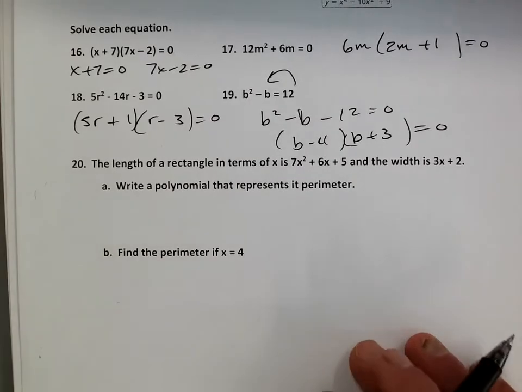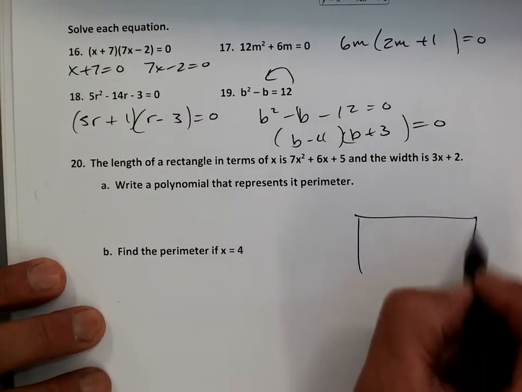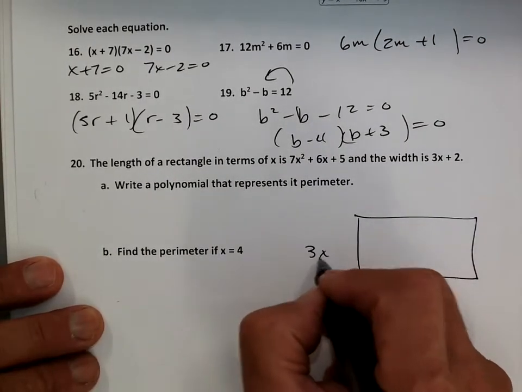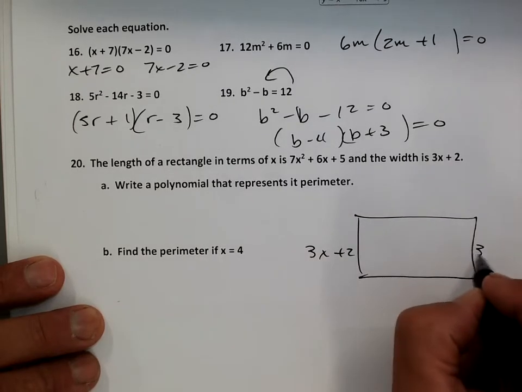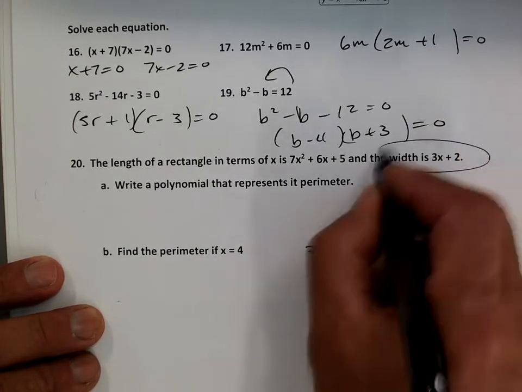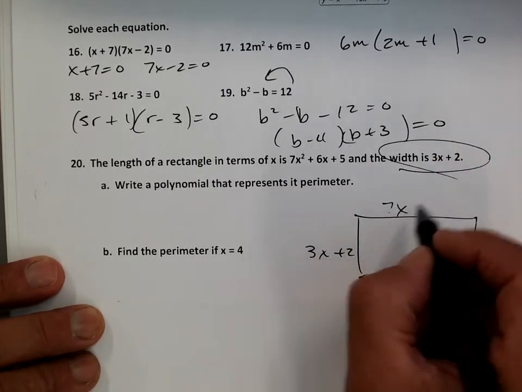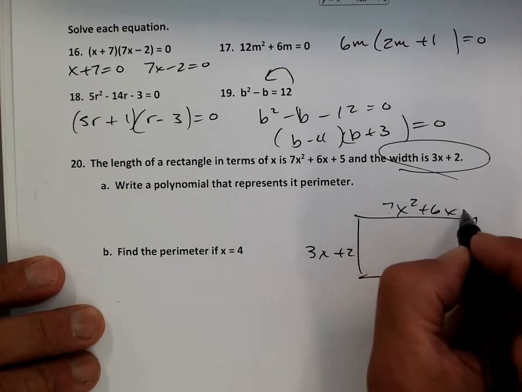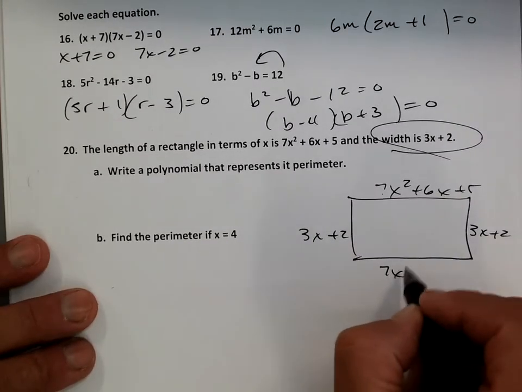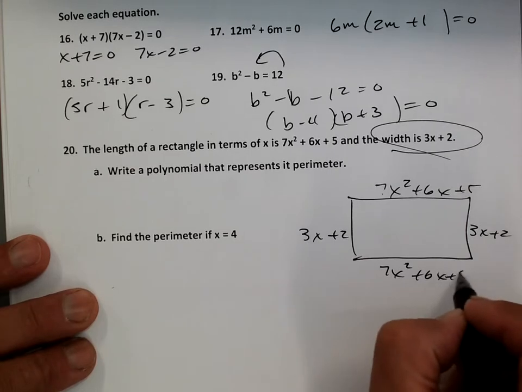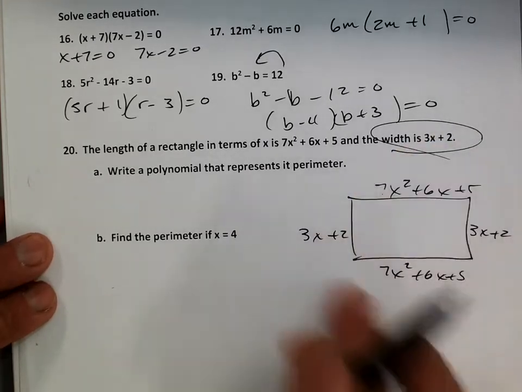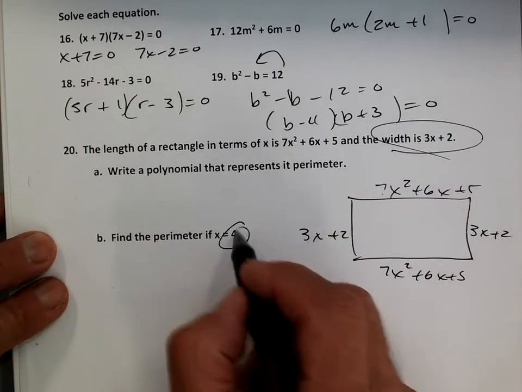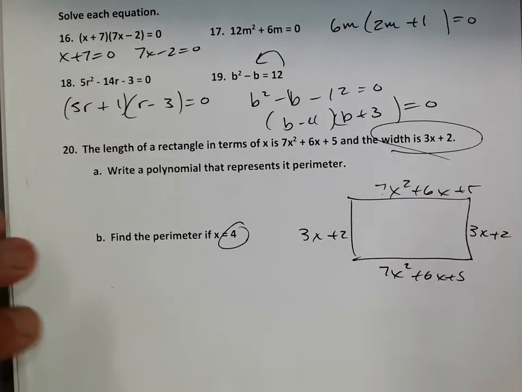Then number 20, just draw a triangle, draw a rectangle, okay? The width is 3x plus 2. And the length is 7x squared plus 6x plus 5. Okay, and if you want to do perimeter, just add them up. And if you want to find the perimeter when x is 4, just plug 4 in.